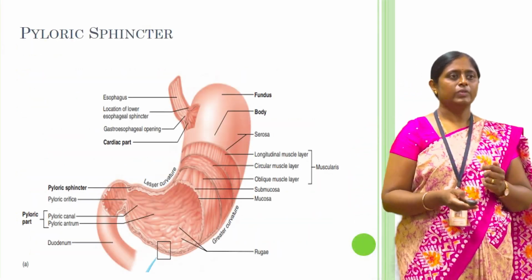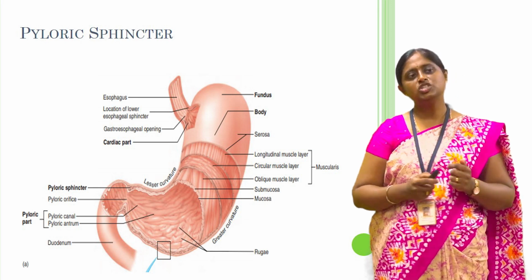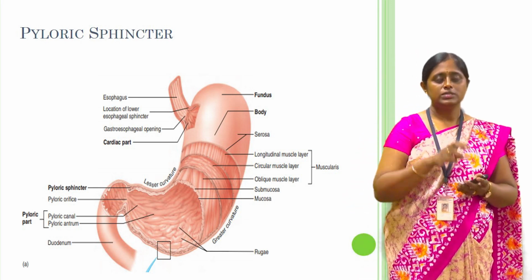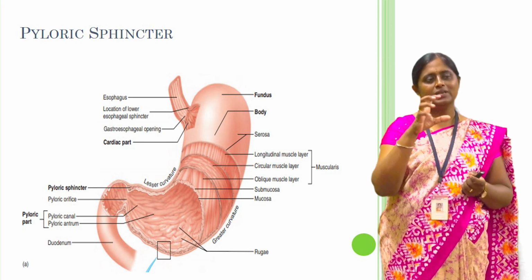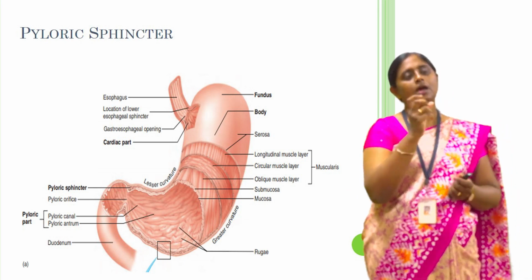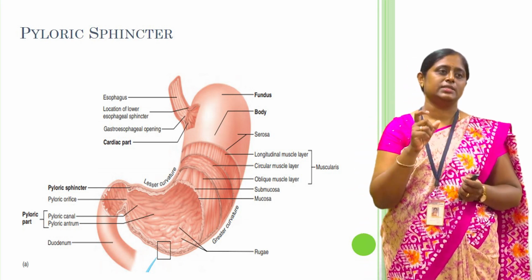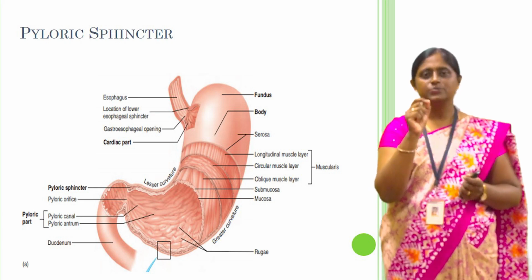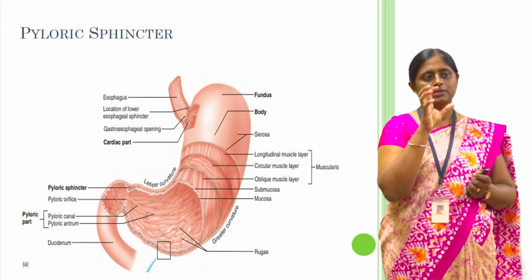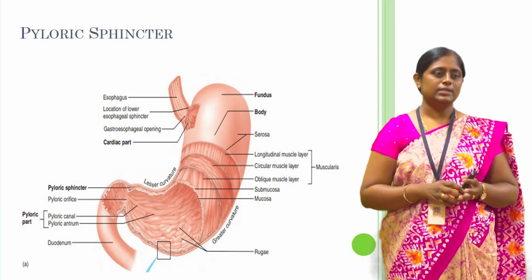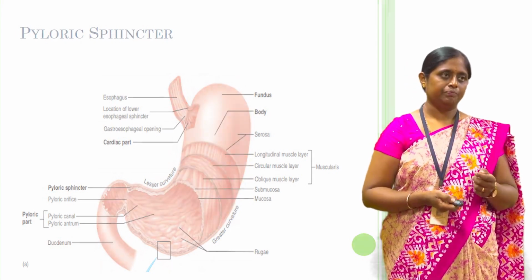And this is the pyloric sphincter, about which we were speaking. This pyloric sphincter is a region which constricts the stomach region that leads to the small intestine. That constriction is mainly made up of the local thickening of this muscle lining.